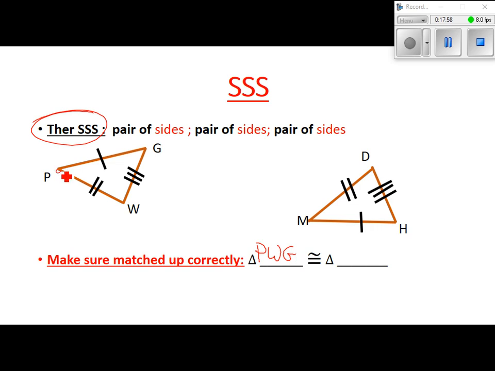Now I look over here at the P. Is it MHD? P is between which 2 markings? 1 and 2. So the angle that's between the 1 and 2 over here is which one? Angle M. D. W is between the 2 and the 3, so what's it match up to? D. And then the last one should be pretty easy. The G has to match up to what? H. Again, could you have named them different ways? Yeah.